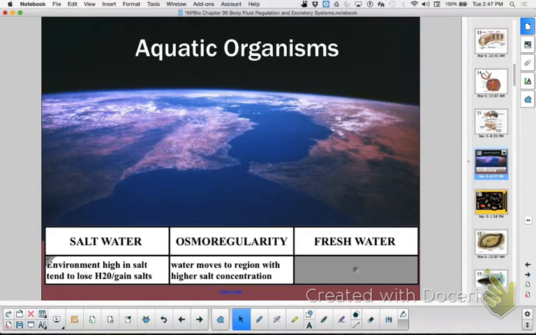If you live in salt water, you're going to live in an environment high in salt. You're going to always tend to lose water. If you live in fresh water, it's low in salt. You're going to tend to lose salts and gain water when you live in fresh water.